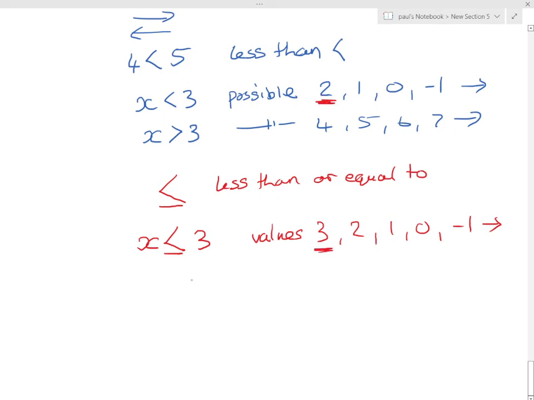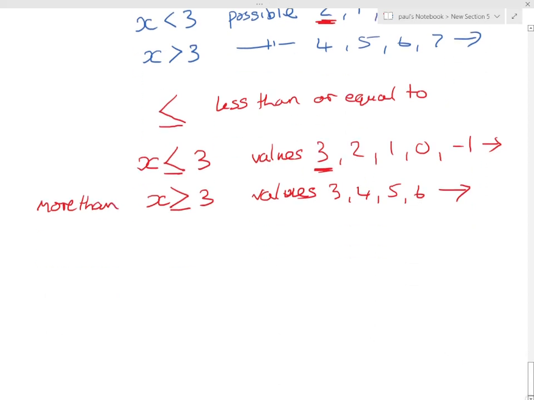We can reverse this sign by having a more than, which the values of x could be equal to 3 or more than 3, and so on and so forth. Now we've got to use these signs in order to write our error bounds, error interval.